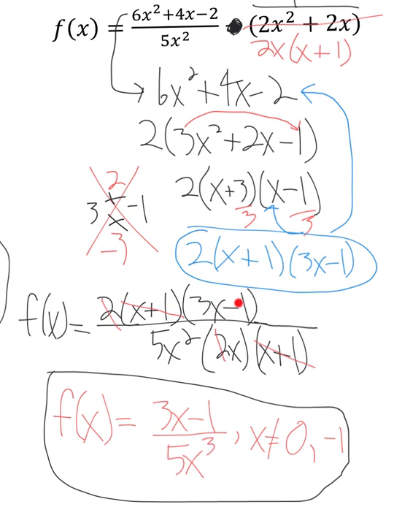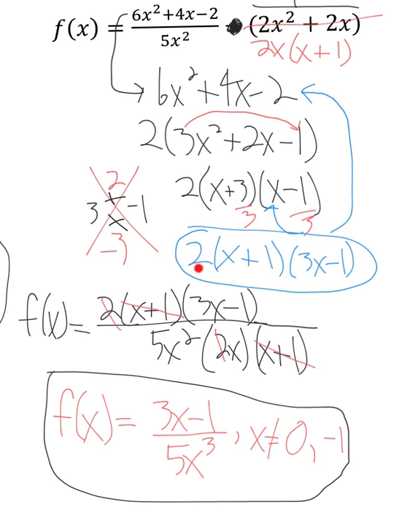And then what was left over on top? Just a 3x minus 1. And so you can't plug in a 0 here or here. And you can't plug in a negative 1 there. So that's where the answer is restricted.